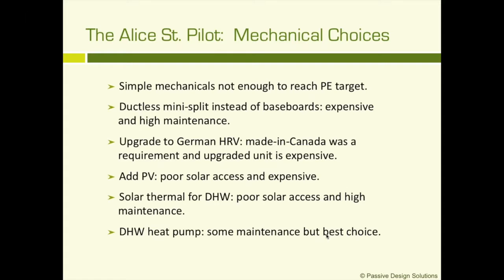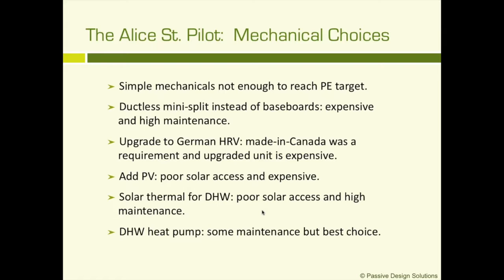We looked at a ductless mini split instead of electric baseboards, but because this is a rental unit, they didn't want the maintenance or the expense related to the capital cost or the maintenance cost, even though the maintenance is quite low, because they have 11,000 units in the province. It's just another thing that they have to try to take care of. Upgrading to a German-made HRV was not permitted because it was a public housing project. It had to be a Canadian-made product for the HRV.